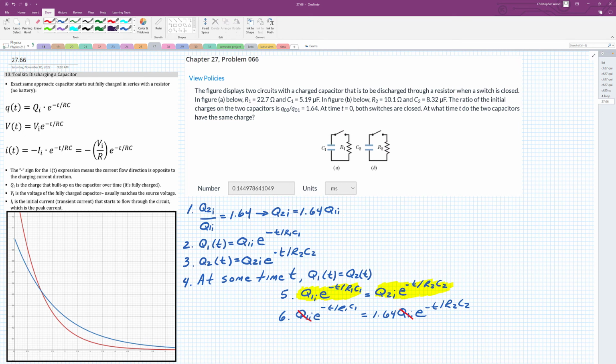I can cancel similar terms on both sides of equation 6. I know the value of R1, C1, R2, and C2, so I'll just solve for t and be finished.